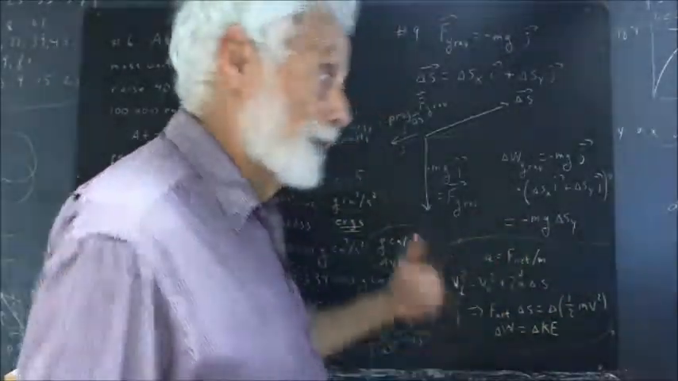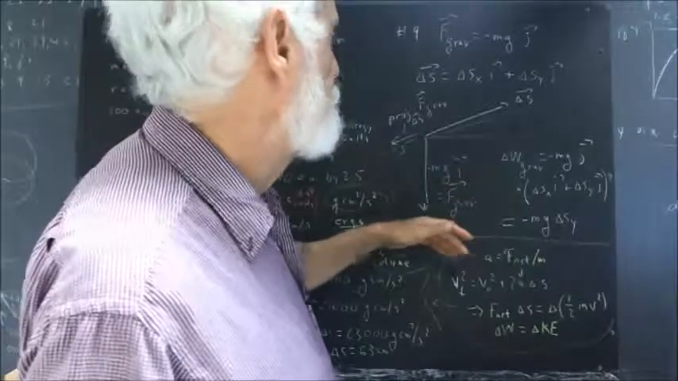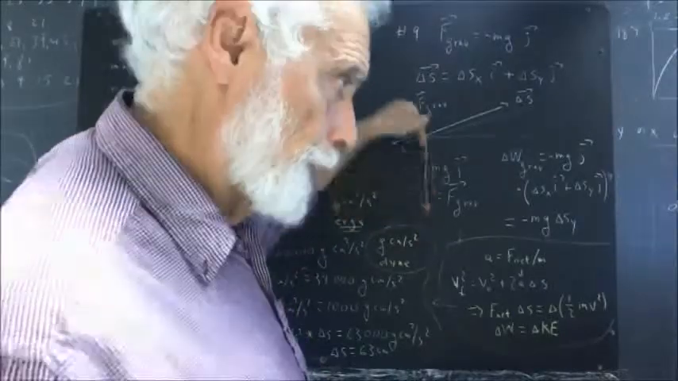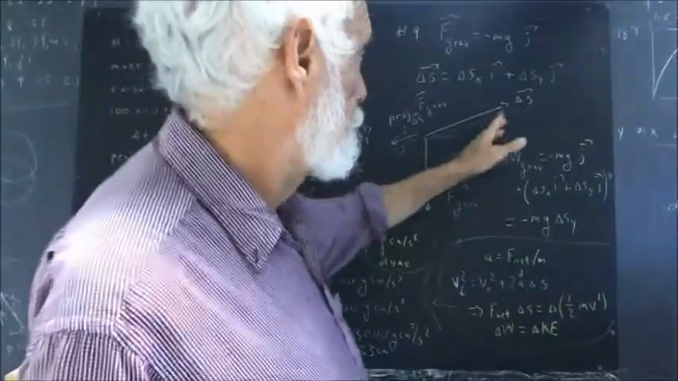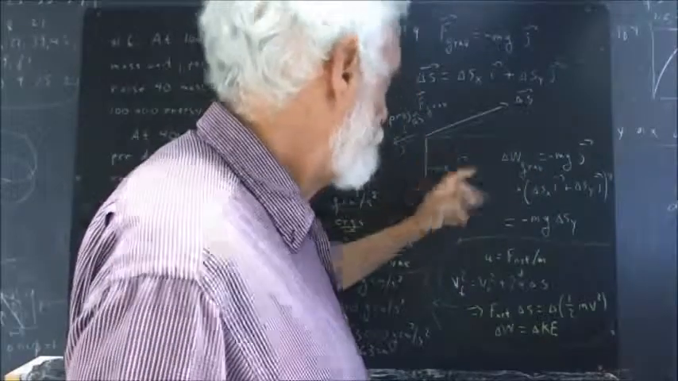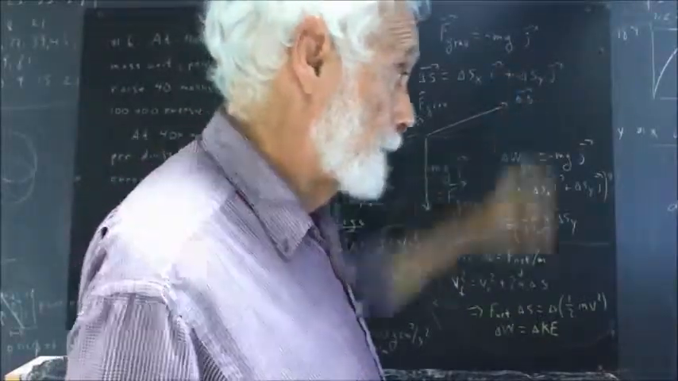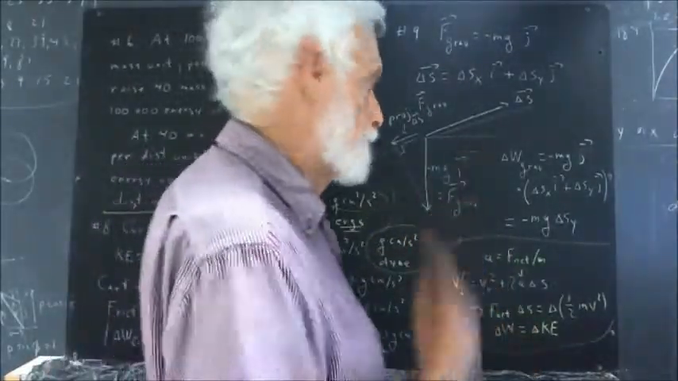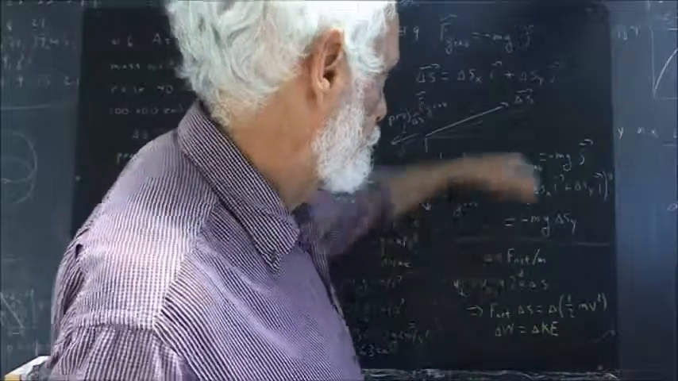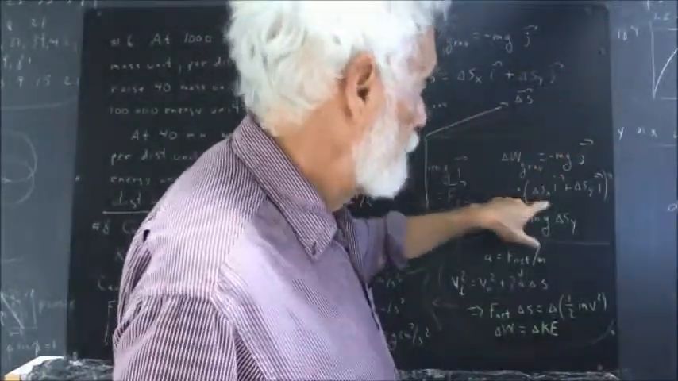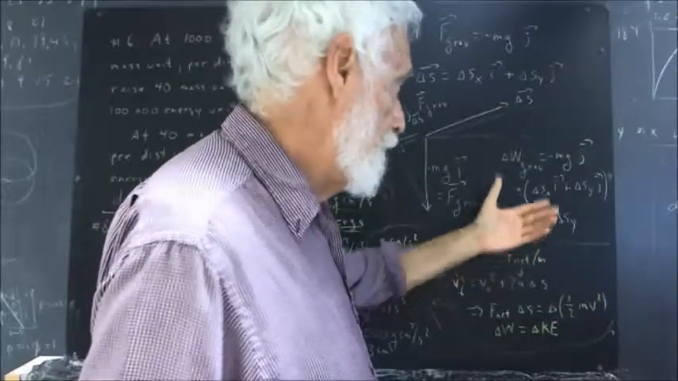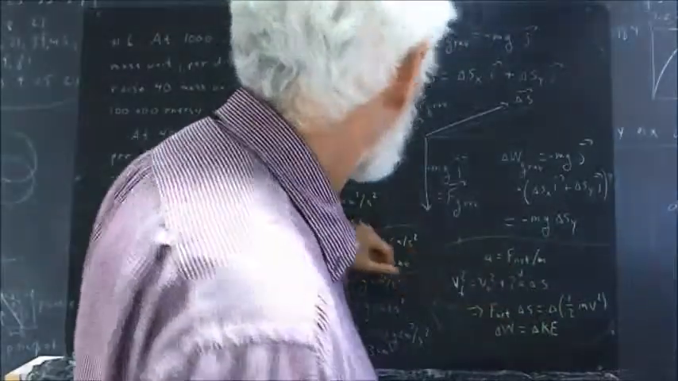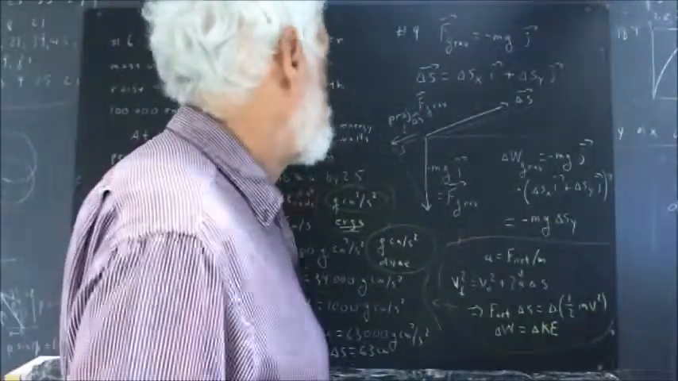So the work is negative because the gravitational force is in this direction, while the component of delta S parallel to the gravitational force is in the upward direction. So we're multiplying a downward vector by an upward vector, essentially. And since j dot i is 0, the distance we move in the x direction has no effect whatsoever on the amount of work done by gravity.